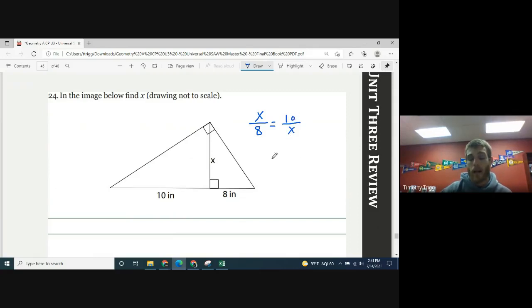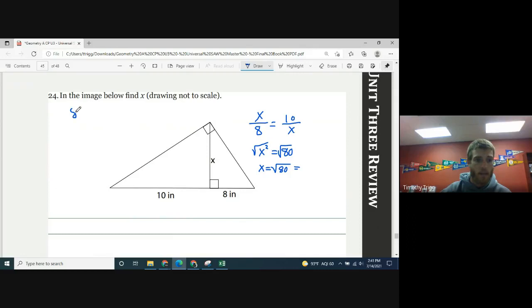Now we want to find x using the geometric mean, cross multiply. X times x, x squared. 8 times 10 is 80. To get rid of the squared, you square root both sides. So that gives you x by itself. Over here, the square root of 80, well, this one actually is going to simplify. So let's go ahead and look at our factor tree.